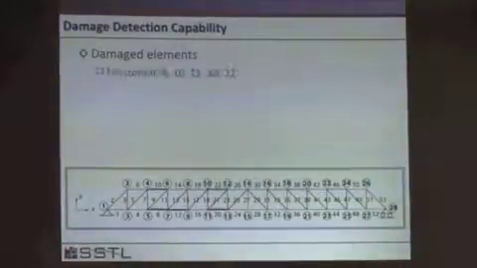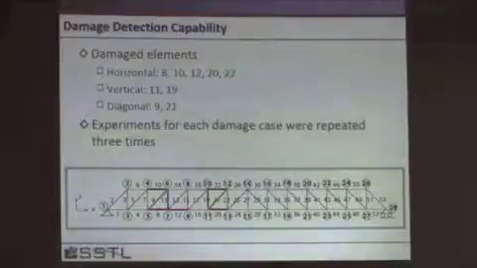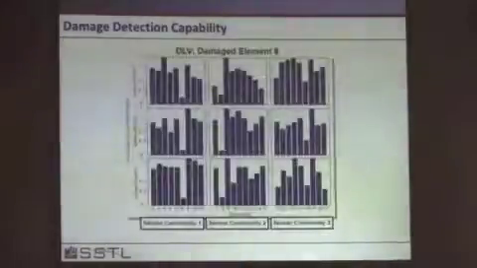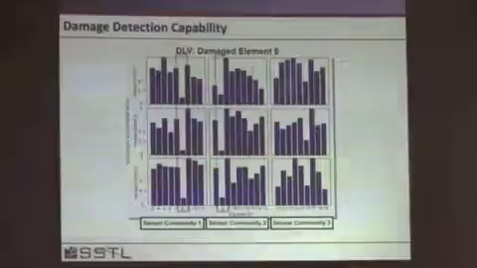This is just looking to see if we had damaged elements at different locations, as well as vertical elements and diagonal elements. How effective was the damage detection? Experiments were repeated 3 times for each case, and what you can see is damage in element 8, sensor communities 1, 2, and 3. We got good damage characteristics.